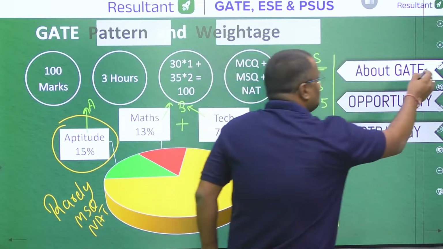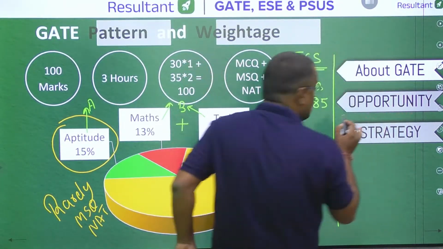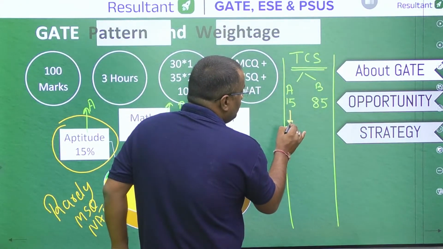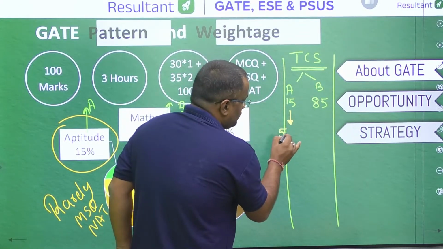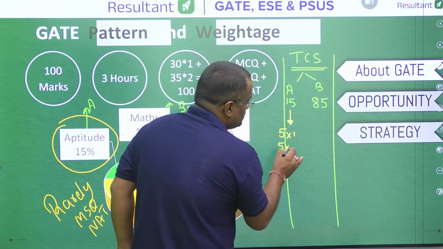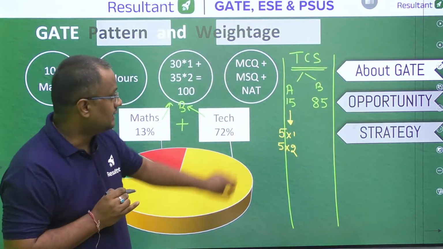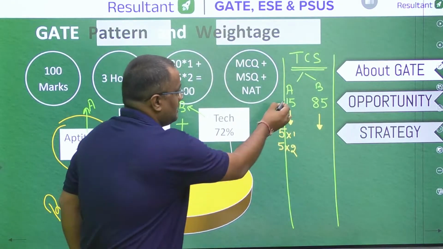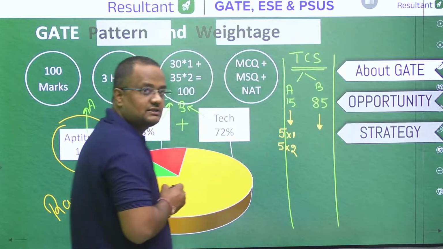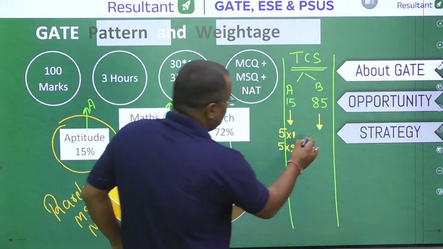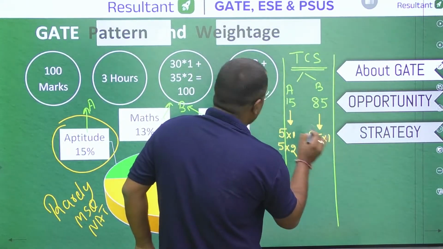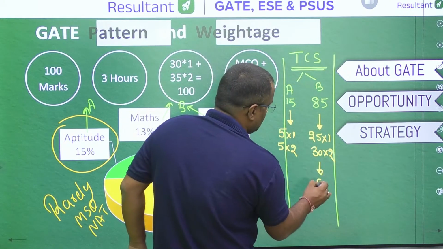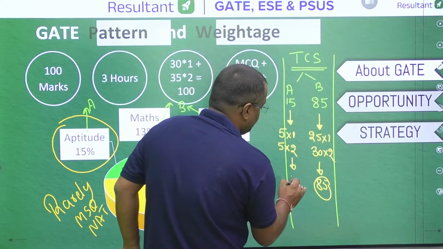Now again, out of the 65 questions, 30 questions are 1 mark and 35 questions are 2 marks. In this aptitude part, out of 15 marks, you will have a total of 10 questions: 5 questions of 1 mark and 5 questions of 2 marks. And in the 85 marks, you will have 25 questions of 1 mark and 30 questions of 2 marks. So this will be 85, and this will be 15.